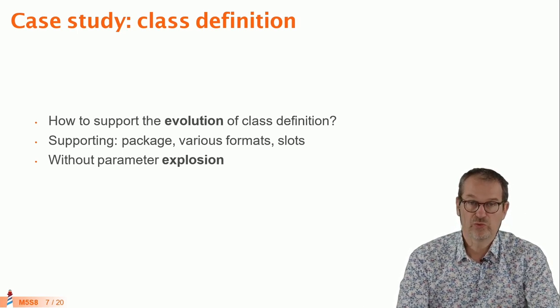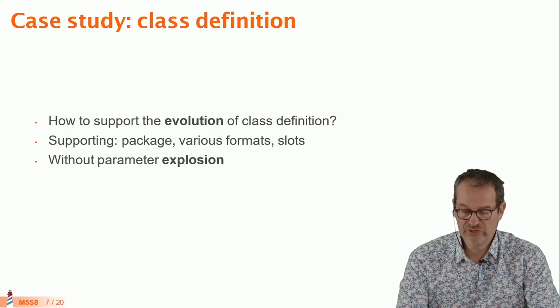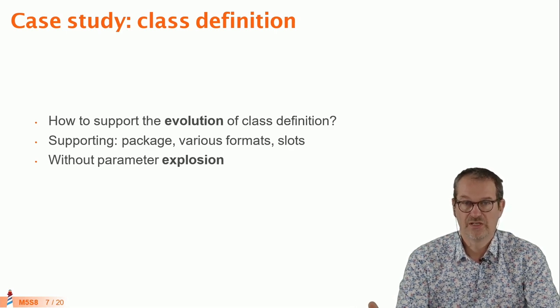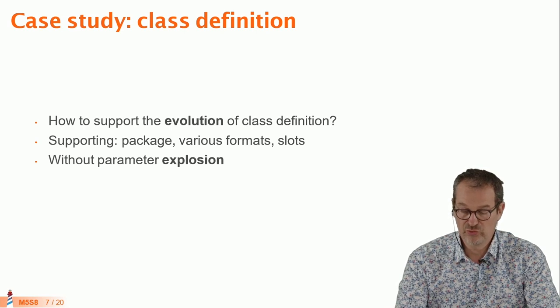The question that we got with Pharo was, okay, how do we support the evolution of class definitions? Because in Pharo, we have multiple class definitions, and they have to change because over the years, we introduced packages, we introduced multiple formats like ephemerons, and we also introduced the point that we now don't have instance variables anymore, we have first class instance variables. And we want to do that without having a parameter explosion. So let's look at it.